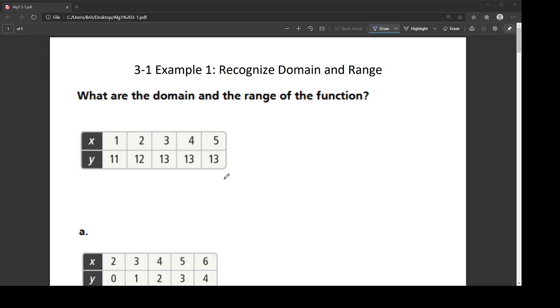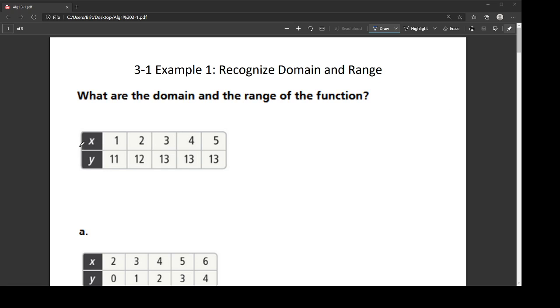In this video, I am covering Lesson 3-1, Example 1, from the SavvasRealize Algebra 1 textbook. In this video, we are looking at how to identify the domain and the range of a function.